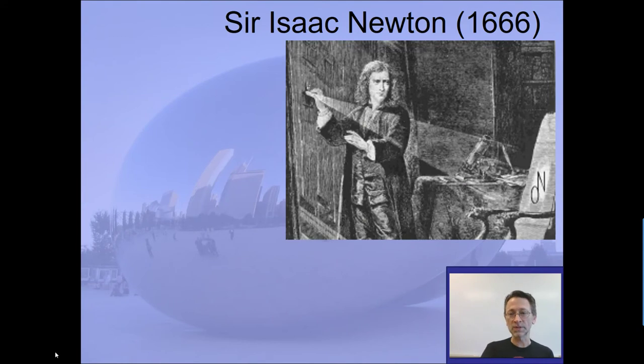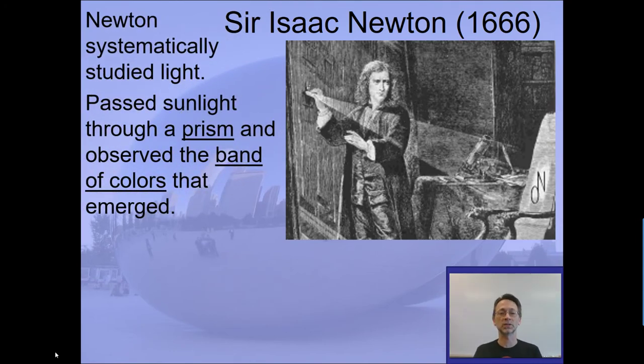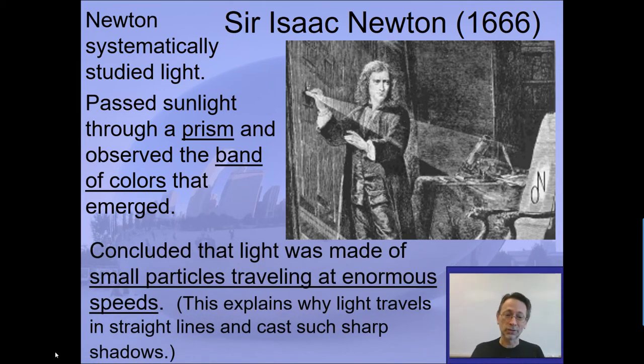So we get up to Sir Isaac Newton, and few people know or knew that he loved optics. Optics was one of his favorite things to study. So Newton systematically studied light. He would pass sunlight through a prism, and he observed the band of colors that would come out of it, to where we would get this nice little rainbow, kind of like you've probably done on your own. So he concluded that light was made up of really, really small particles that were traveling at really, really fast speeds. So kind of think through that.